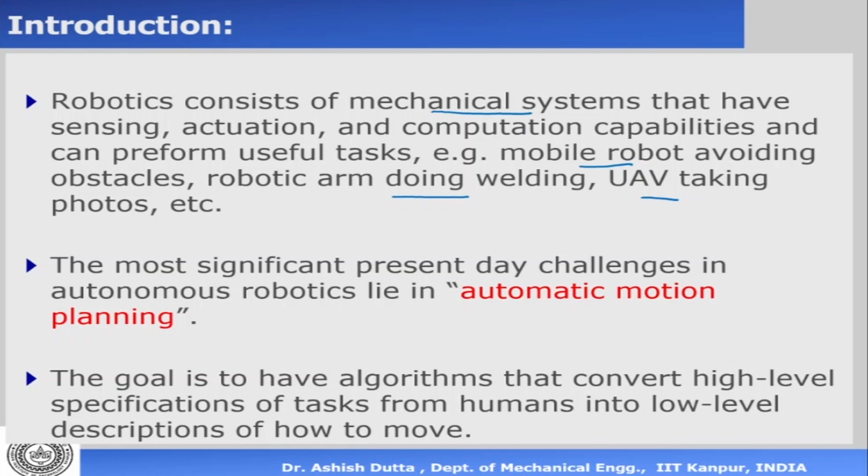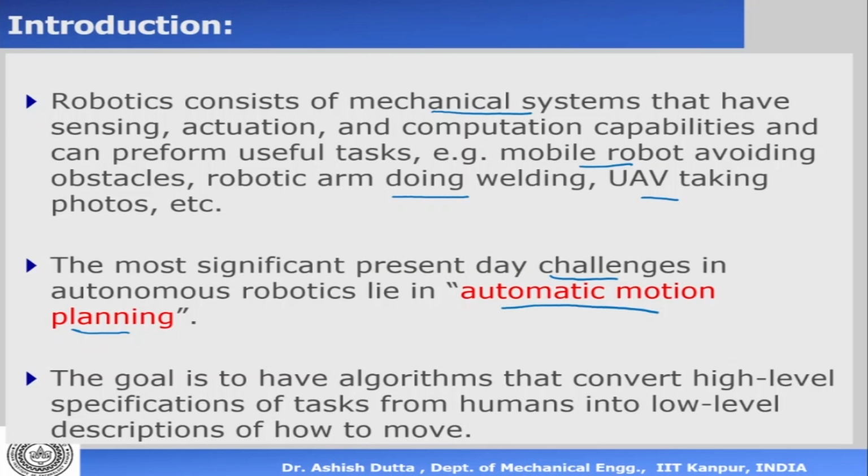Now, in the area of robotics, today the most significant present challenge in autonomous robotics lies in automatic motion planning. These are some terms I'm using; I'll explain them as we go along. The biggest challenge in robotics today is that robots are supposed to be autonomous. What is autonomous? Autonomous means that they should operate by themselves with minimum human intervention. If that is the case, and the robot has to move around, then it should be able to automatically generate its own motion.